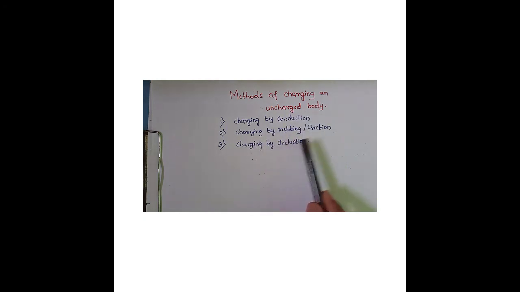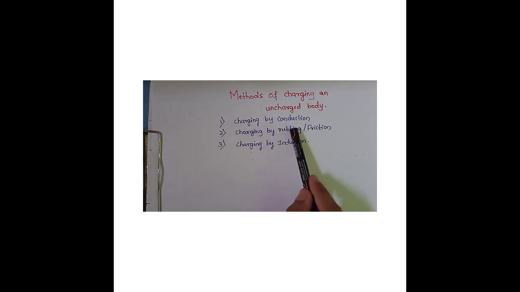Charging by conduction is when two bodies are brought in contact with each other, where one is a charged body and the other is an uncharged body. The uncharged body is brought in contact with the charged body, and the same kind of charge is acquired by the uncharged body. So charging by conduction is the process of charging an uncharged body by bringing a charged body in physical contact with it.